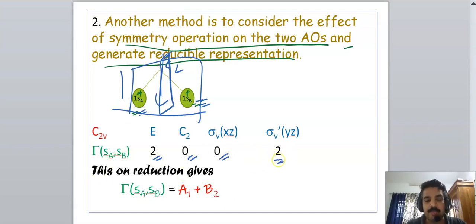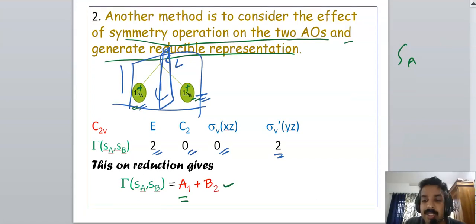And this is the reduction. I am not going to explain the reduction method. We have discussed many times how a reducible representation can be reduced into irreducible representations by the reduction formula. I think you remember the reduction formula. Then on reduction we get A1 plus B2. This is the second method. This is also possible, and in this case very easy, because only 2 combinations are possible, as there are 2 atomic orbitals. But if there are a larger number of orbitals, this method is somewhat difficult.